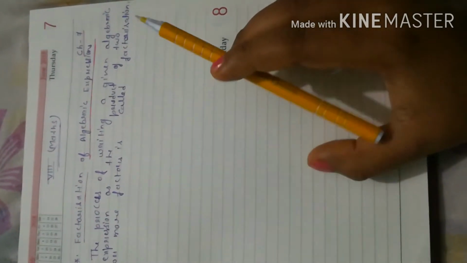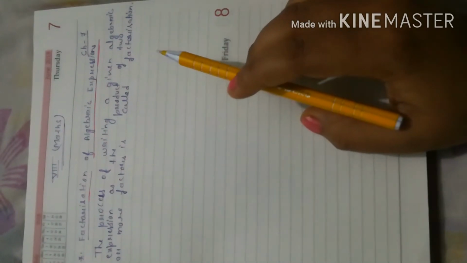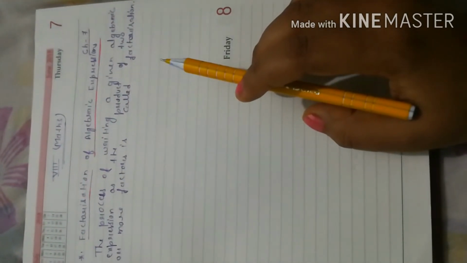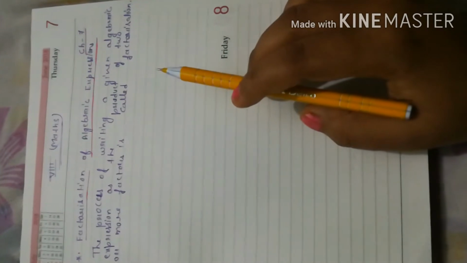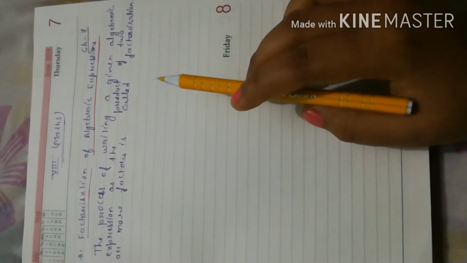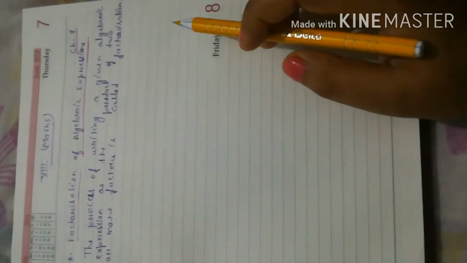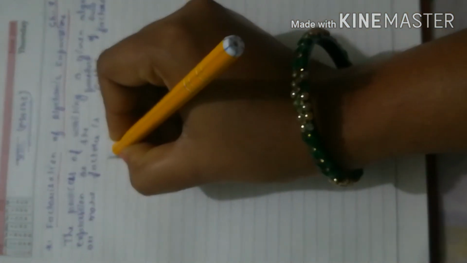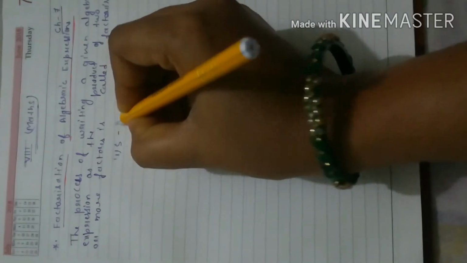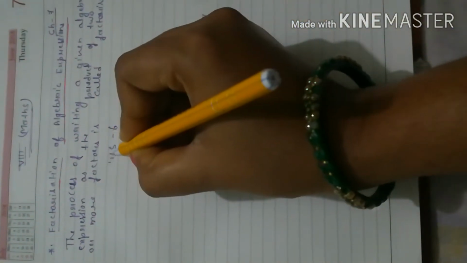Till now you have learnt 5 identities, and we will use these 5 identities in factorizing the given algebraic expressions. So now we will start worksheet 6.